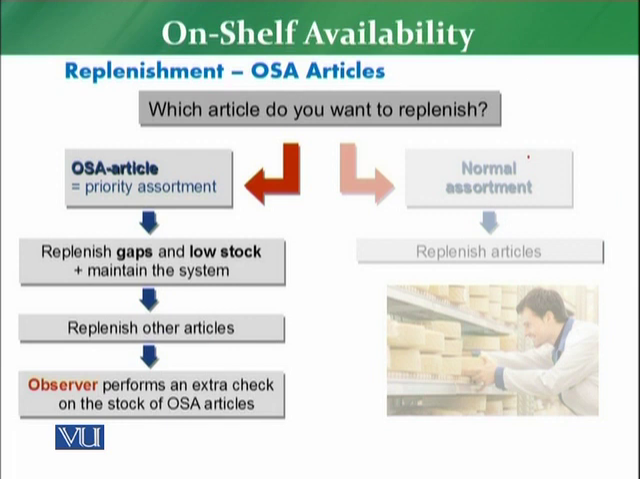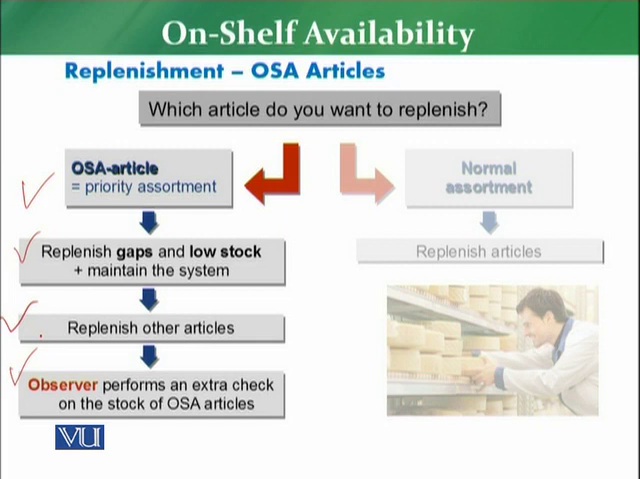There are normally 2 types of assortment: normal assortment, and the assortment which is in the gap, meaning on-shelf availability articles that are not available at the moment. This is considered the priority assortment. For these, you have to replenish the gaps and low stocks, and update the system accordingly. Then you replenish the other articles and use the observer tool, which is used as an extra check on the on-shelf availability of stock. I will discuss the observer tool in an upcoming slide.